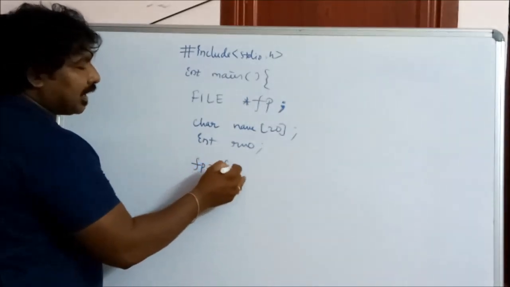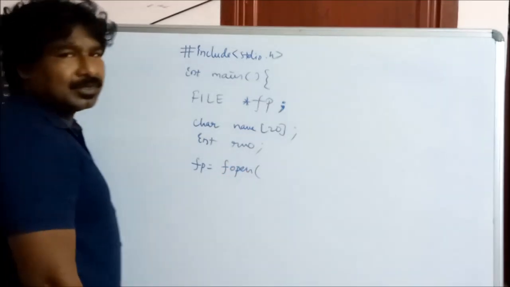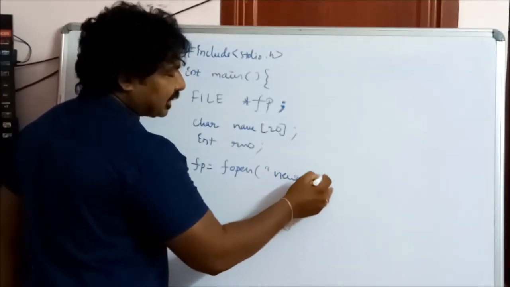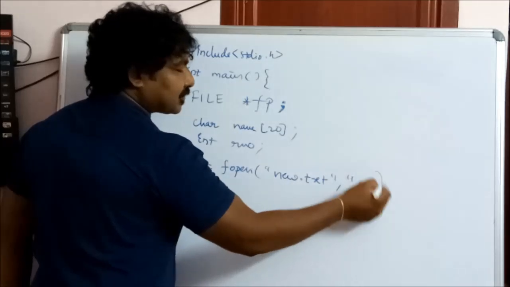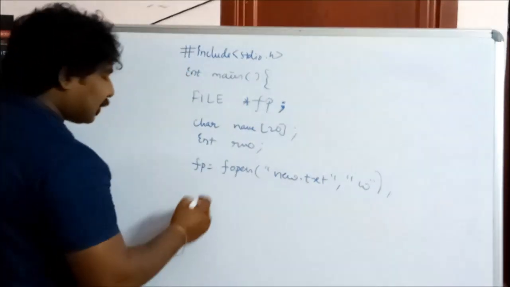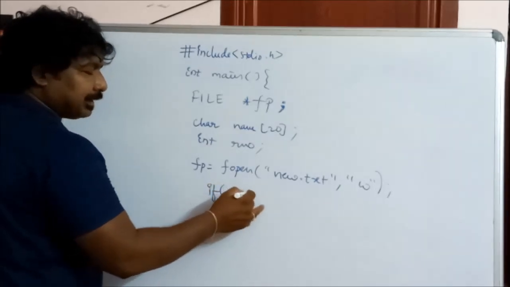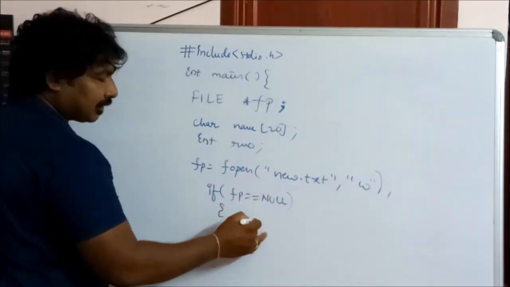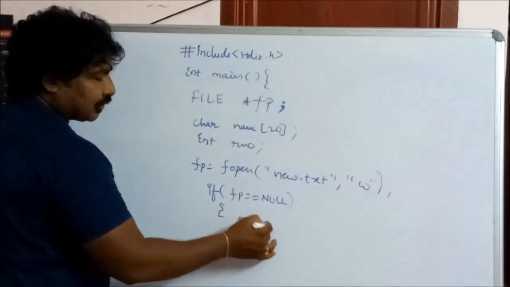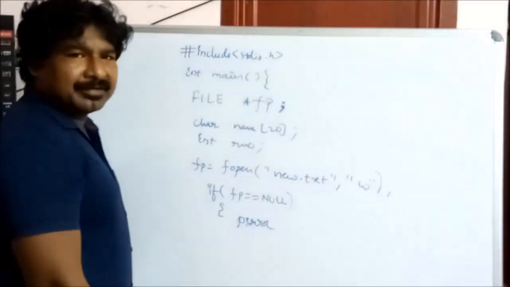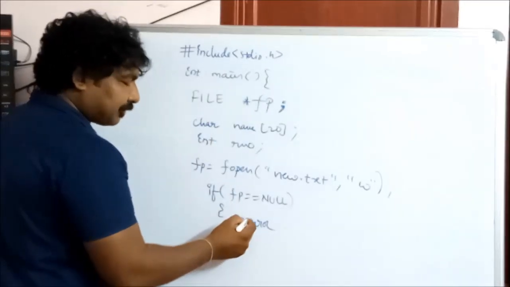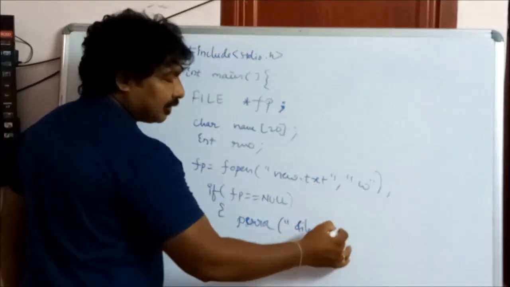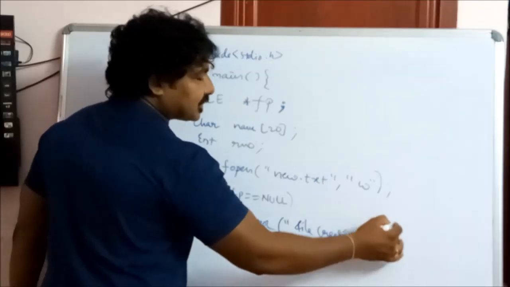So fp is equal to fopen. I want to create my file, so I can give the name something like new.txt. Then I will write information into that, so I will take w as my mode. Now I will check whether my file is created or not. If fp double equals to null, then I will use perror. You can use printf or perror, friends. perror is another predefined function that will print the error on the screen. So I'll say file creation error, which means your file is not created.